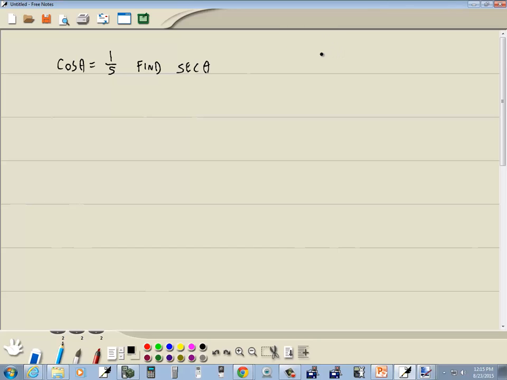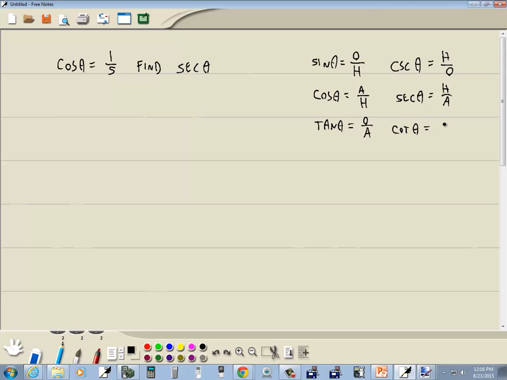Well, first off, remember that sine theta is equal to opposite over hypotenuse. Cosine theta is equal to adjacent over hypotenuse. Tangent is equal to opposite over adjacent. Cosecant is equal to hypotenuse over opposite. Secant is equal to hypotenuse over adjacent. And cotangent is equal to adjacent over opposite.